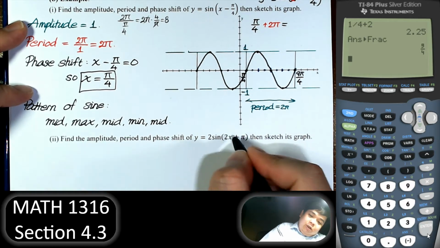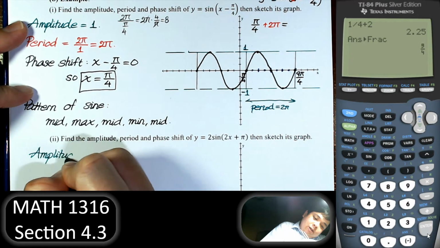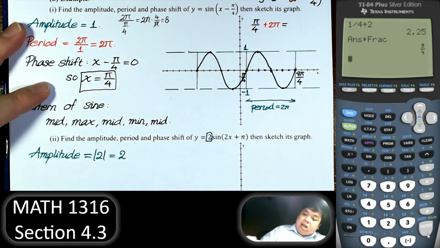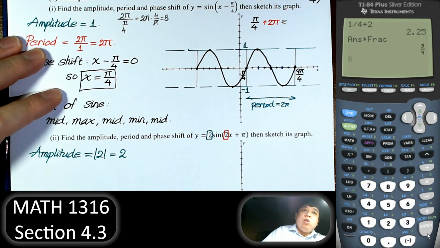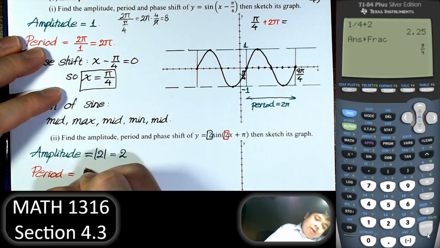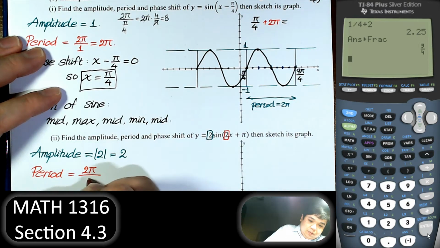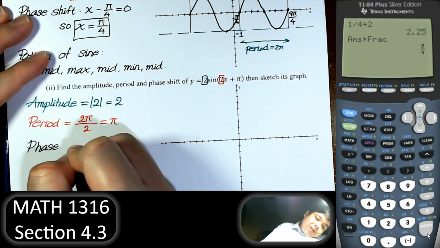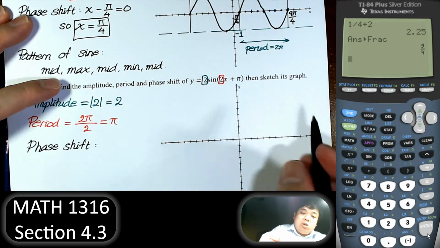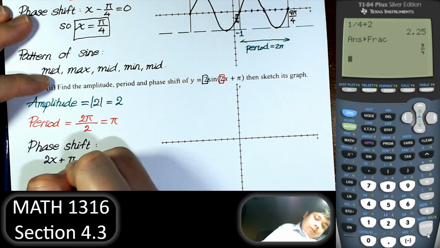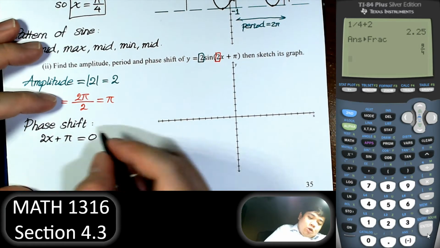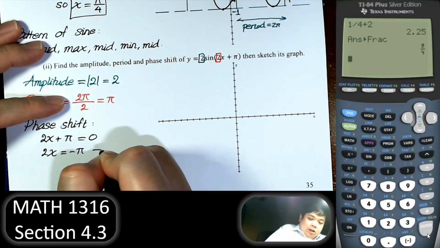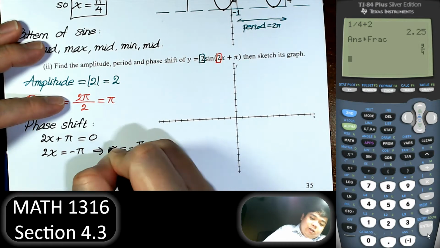So amplitude for this problem. So amplitude, there's a 2 here. So absolute value of that. Here was the amplitude. The period normally for sine and cosine is 2 pi. Divide by that number. So just a pi now. Phase shift. We're going to let this equal to 0. So for that, 2x equal to negative pi. So x equal to negative pi over 2. So that's where I start.